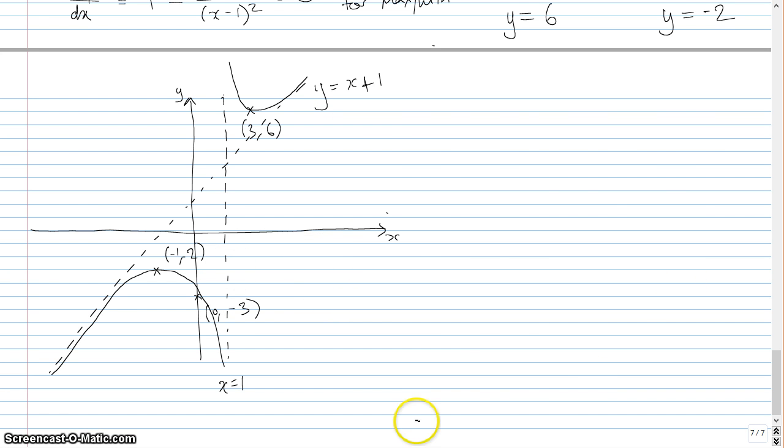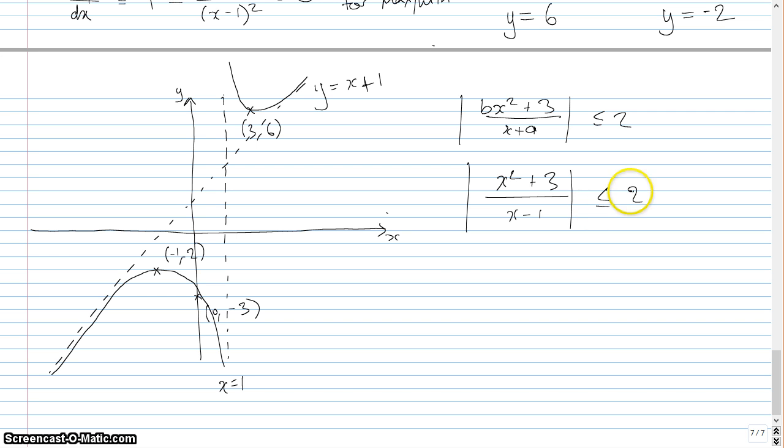Okay, so the last part of this question asks me to prove an inequality. It wants me to hence solve the inequality modulus of x squared plus 3 over x plus a less than or equal to 2. Or in other words, now that I know the values of a and b, modulus of x squared plus 3 over x minus 1 is less than or equal to 2. So absolute value means this is the same thing as solving this inequality. Minus 2 is less than or equal to x squared plus 3 over x minus 1 less than or equal to 2. So what I'm going to do is I'm going to draw in my two lines.